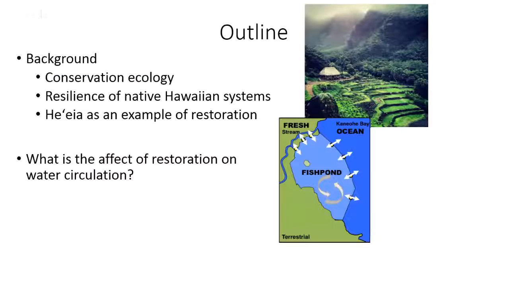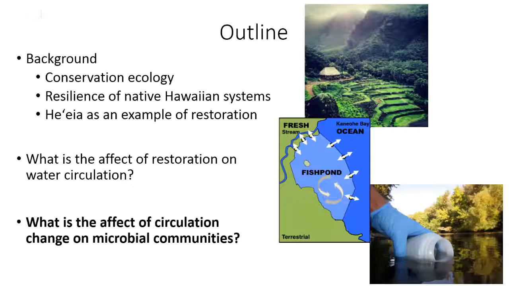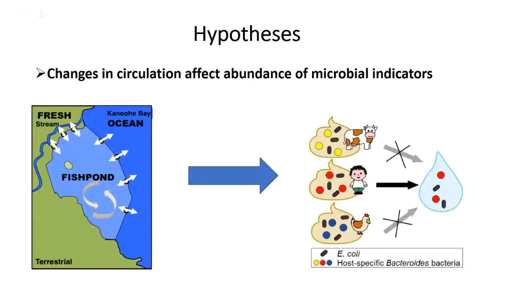So now I'm going to go into the last point, which is what is the effect of circulation change on microbial communities. Our hypothesis was, we didn't really know what to expect, but for sure that circulation, because the physics and the biology are usually closely interlinked, affects abundance of microbial indicators.